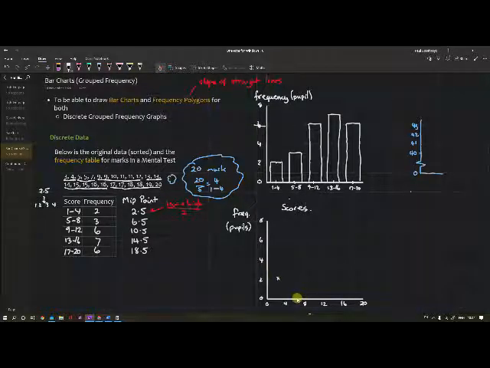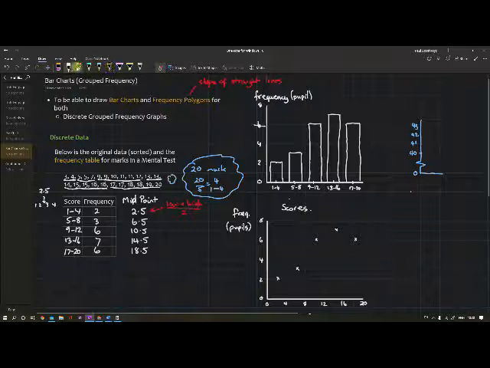At 6.5 we go up to 3. At 10.5 we go up to 6. And at 14.5 we go up to 7. And at 18.5 we now go up to 6. So the frequency polygon, we use midpoints to plot. The last part is, to make it a polygon, we connect these lines up with straight lines.